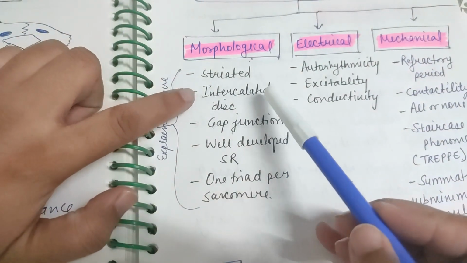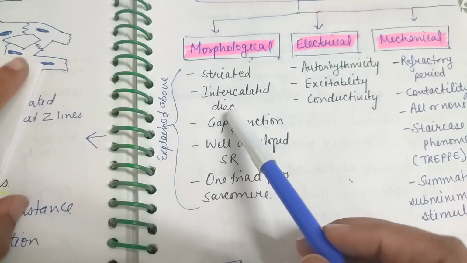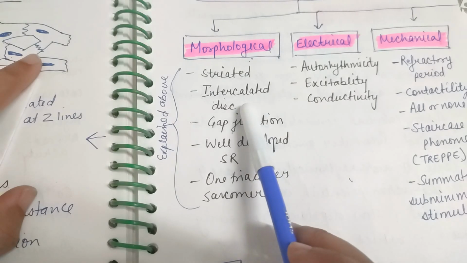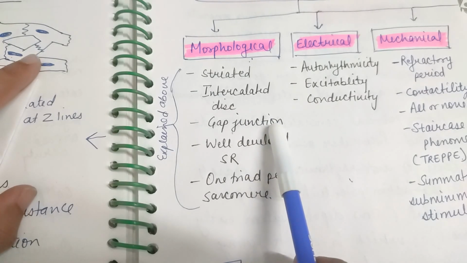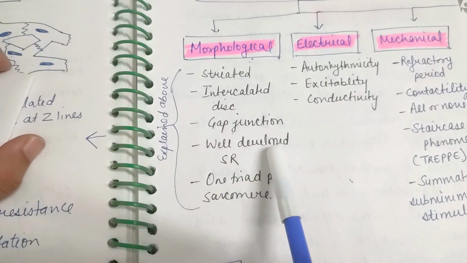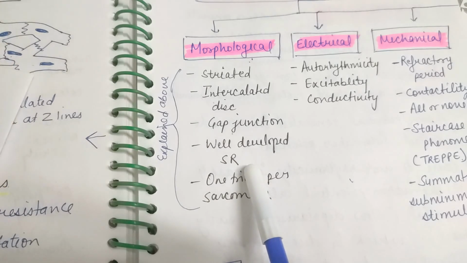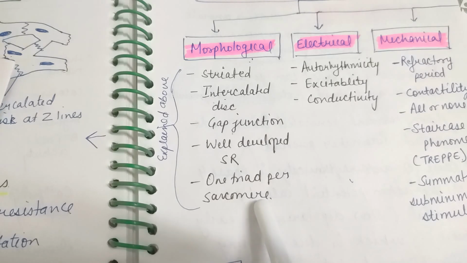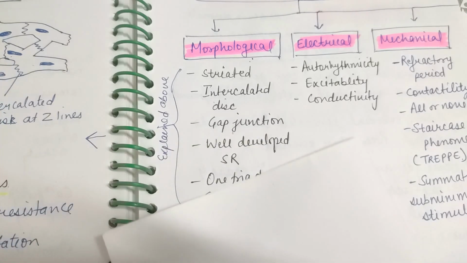It is striated, and intercalated discs are present. If you can see these dark lines, there are intercalated discs, and gap junctions are present, right? There is a well developed sarcoplasmic reticulum, which is also very important, and there is one triad per sarcomere. So we should know a little bit about these details.